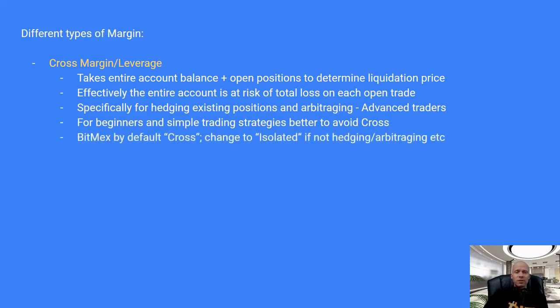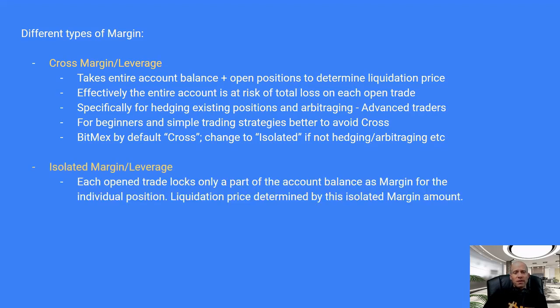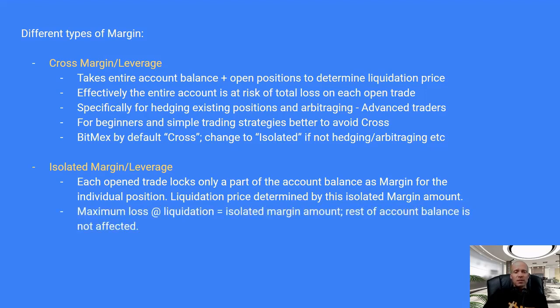At BitMex, leverage is by default cross, so it's better to change it to isolated if you are not hedging or arbitraging or if you are a beginner. With isolated leverage, each open trade locks only a part of the account balance as margin for the individual position. Liquidation price is determined by this isolated margin amount. The maximum loss at liquidation is the isolated margin amount. The rest of the account balance is not affected. Isolated margin is the preferred setting for beginners and simple trade strategies.